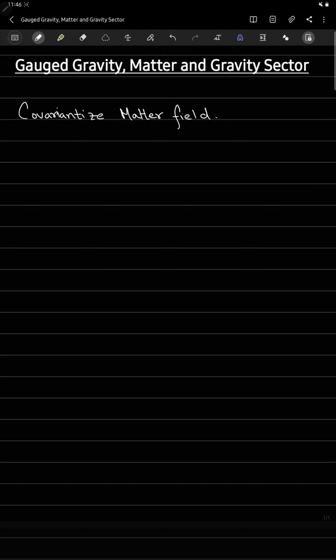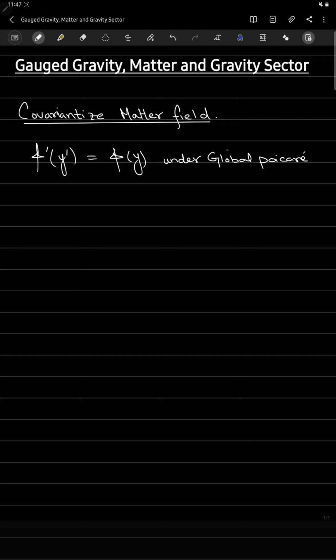Let's begin with an example. I'll take an example of a massive scalar field phi, and its transformation properties under the general Poincare group are determined by this: phi prime of y prime is equal to phi of y under global Poincare transformation, or under the global Poincare group.